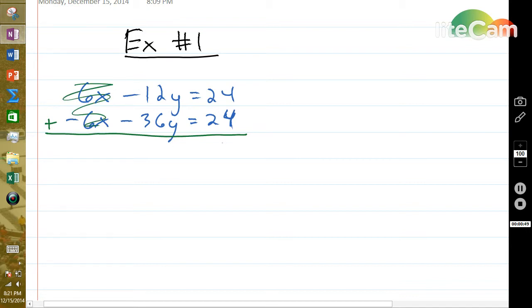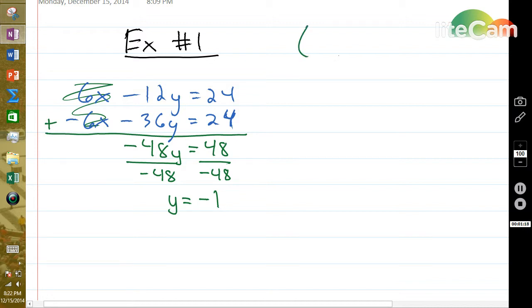Now we can add the rest. Negative 12y minus 36y is negative 48y. 24 plus 24 is 48. The result of adding the two equations is an equation with one variable, and it only takes one step to solve. Divide both sides by negative 48, and you'll get y equals negative 1.